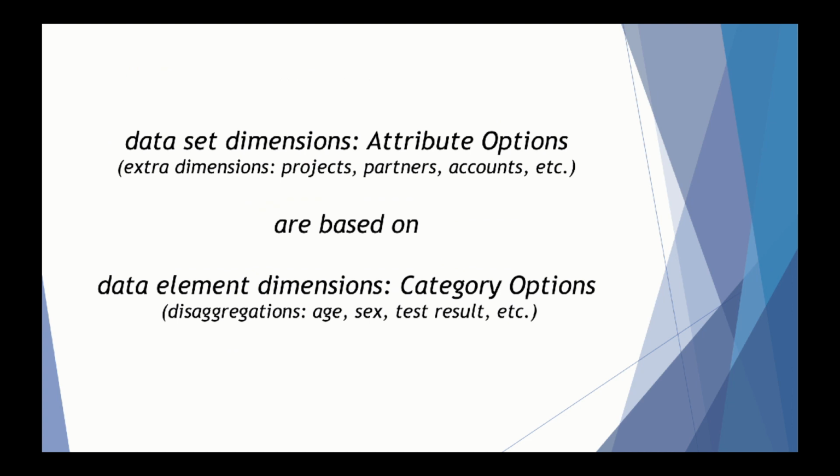So now that we've seen data element dimensions, we will now talk about data set dimensions. They are attribute option combos. The terms data set dimension and data element dimension are really my terms. I haven't seen them anywhere in the DHIS2 documentation, but I think that helps to make sense of them.